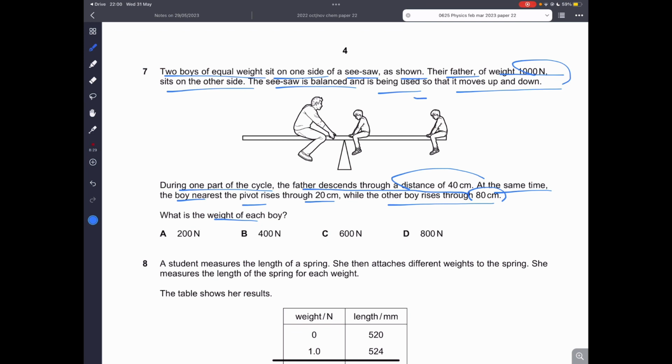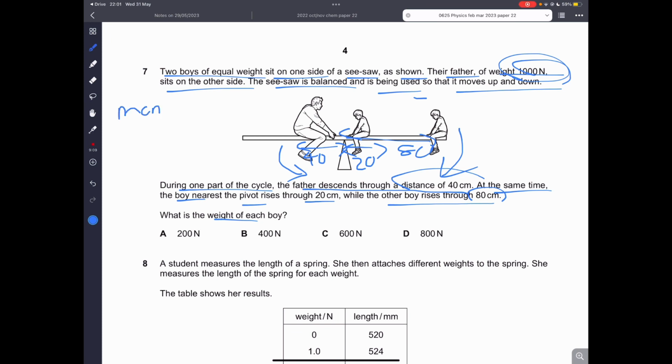Well, for this, we have to clearly understand the question first before we attempt to do the question. And so we know that there is a 40 centimeter distance between the father and the pivot, and there's a 20 centimeter distance for the first boy, and an 80 centimeter distance for the second boy. And therefore we have to use the law of moments. The total anti-clockwise moment has to be equal to the total clockwise moment. And so we have to assume that the father's weight is 1000.